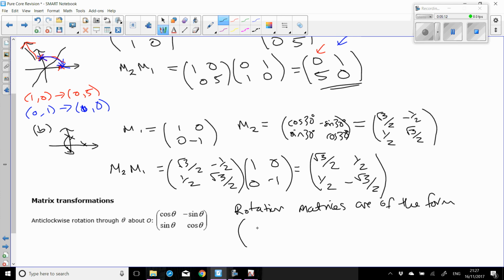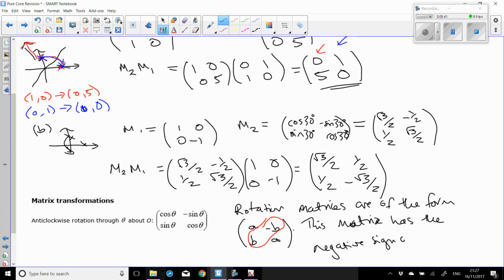cos theta, cos theta. So you can either say cos theta, or we just call it letter A, and then B, and the important thing being that it's minus B. So if it was a rotation, the change of sign should be on that diagonal, but it's not. Okay, so this matrix has the negative sign on the wrong diagonal.